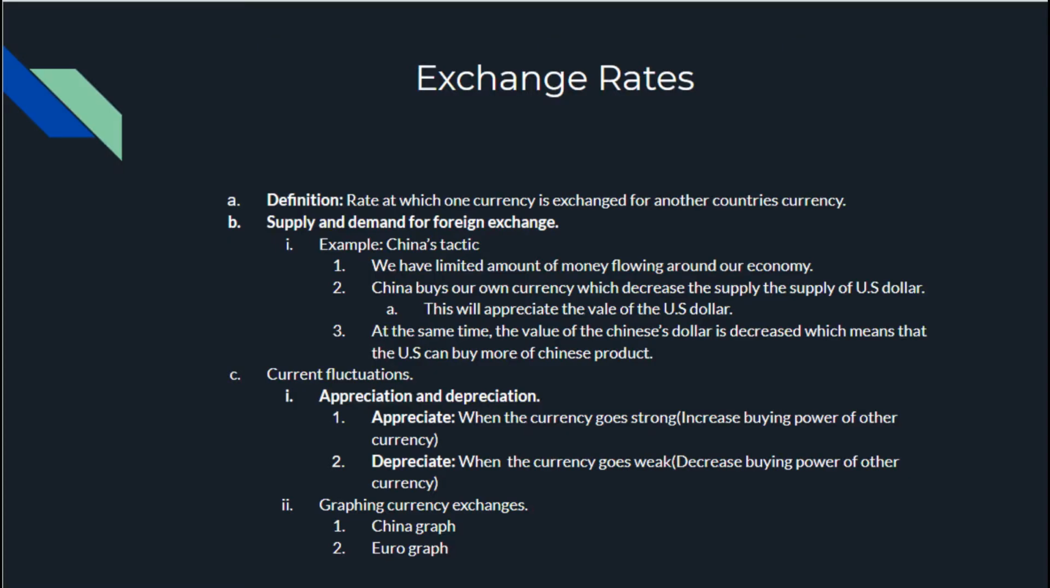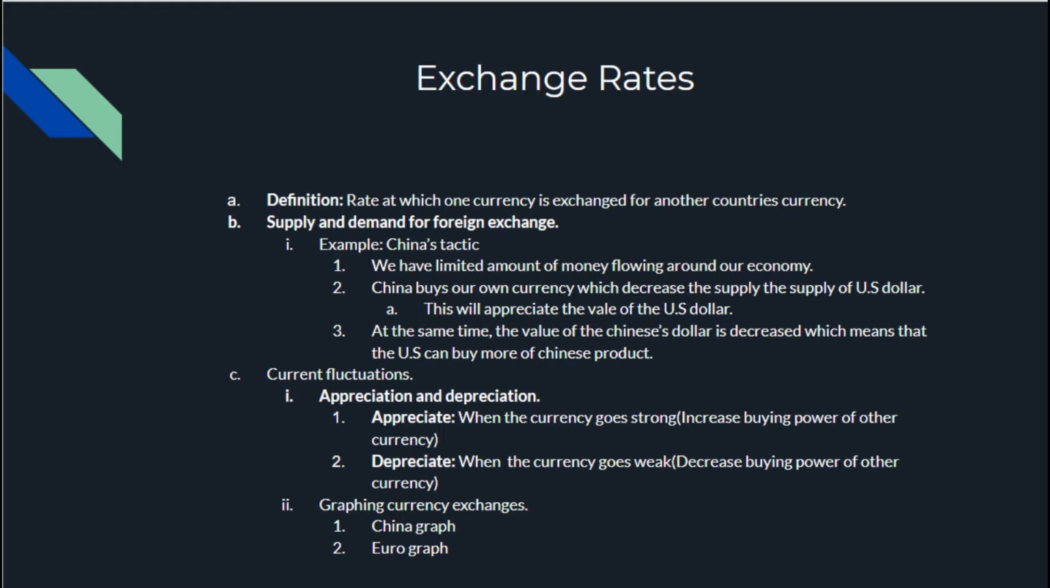Exchange rates: a rate at which one currency is exchanged for another country's currency. The supply and demand for foreign exchange. For example, China's tactic. We have a limited amount of money flowing around our economy. China buys our own currency, which decreases the supply of the US dollar. This will appreciate the value of the US dollar. At the same time, the value of the Chinese dollar is decreased, which means that the US can buy more of Chinese products.